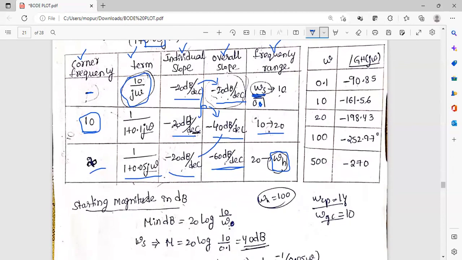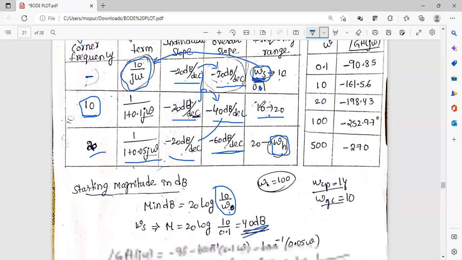So starting magnitude in decibels, that is the magnitude in decibels at omega s. This omega s is constituted by which term? It is constituted by this 10 by j omega only, no? So magnitude in dB is equal to 20 log 10 by omega. Now I had already said I will be taking the starting frequency as 0.1 for all the graphs. So 10 by 0.1, so 40 dB, at omega equal to 0.1.